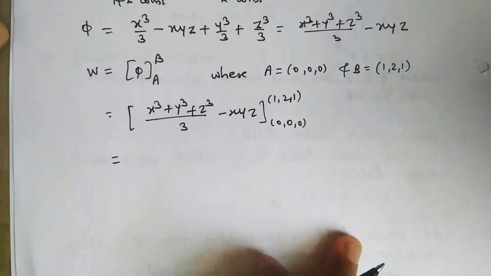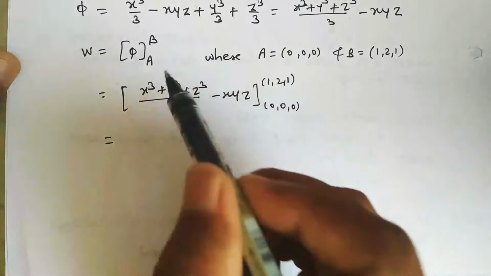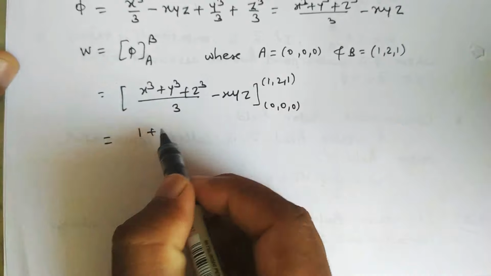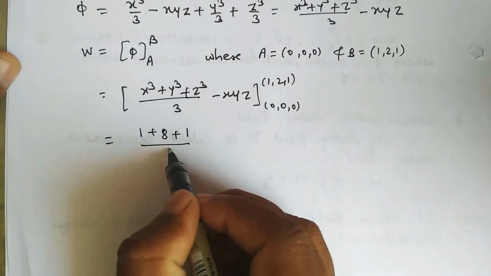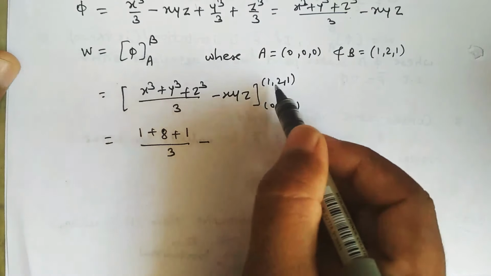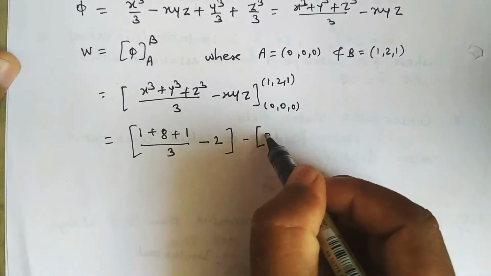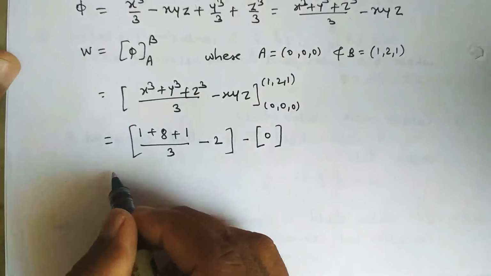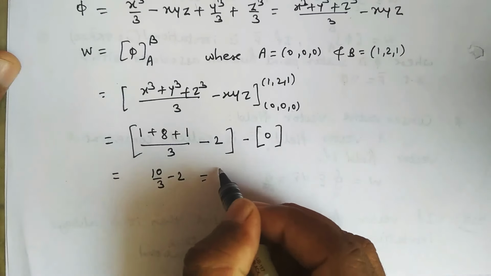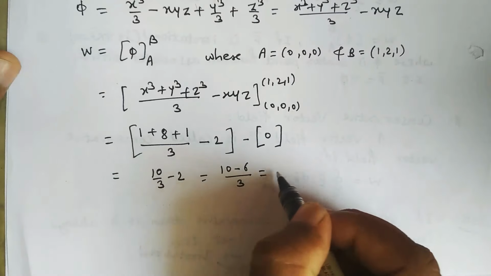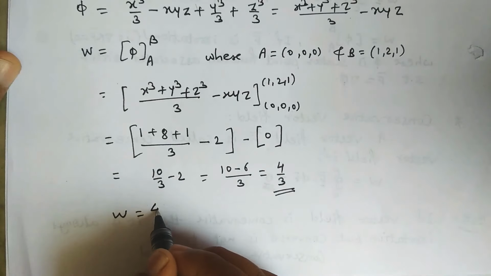So first of all, putting upper limit. What is the upper limit? 1 2 1. Put x equals 1, y equals 2 and z equals 1. What will you get? 1 cube is 1 plus 2 cube, value of y is 2, 2 cube is 8, again 1 cube is 1 upon 3 minus value of x is 1, y is 2 and z is 1, so you will get here 2. This is upper limit. Minus lower limit, when you put 0, you will get 0. This is equal to, after solving, 1 plus 8 plus 1, that is 10 upon 3 minus 2, that is 10 minus 6 upon 3, that is 4 by 3. This is final answer. This is value of W, 4 by 3.